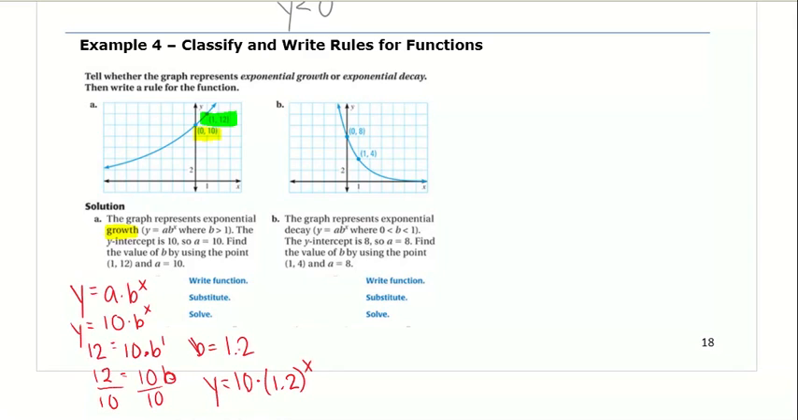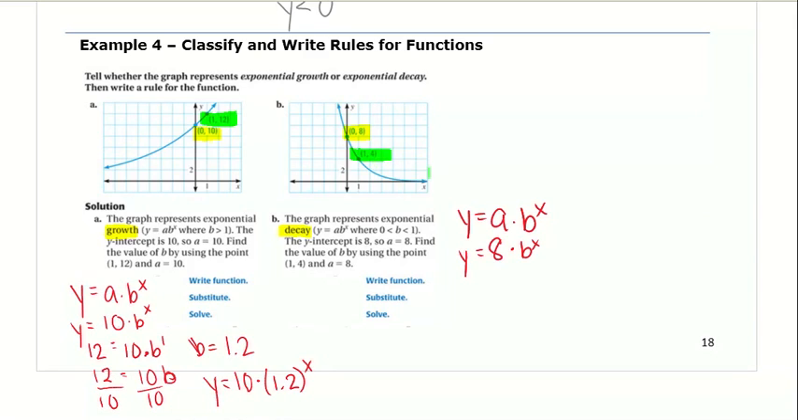Let's do b. This one starts high, goes low. That's going to be a decay. But we're still going to start out the same way: y equals a times b to the power of x. We need to first get that important information that the starting value is 8. So we know that goes where our a is. But now we need to figure out what our b equals. To do that, we're going to take the other point and plug it in.